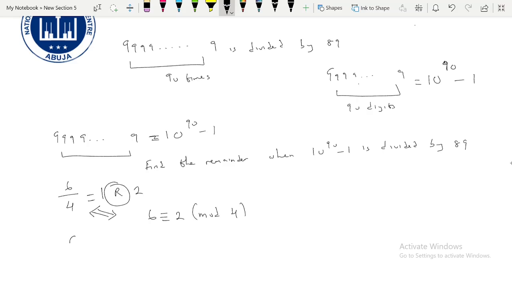Generally, if you have A is congruent to B in mod C, it means that both A and B leave the same remainder when divided by C. For example, 6 divided by 4 is remainder 2, and 2 divided by 4 is 2.